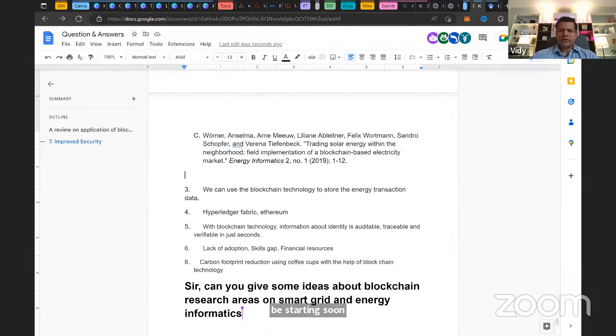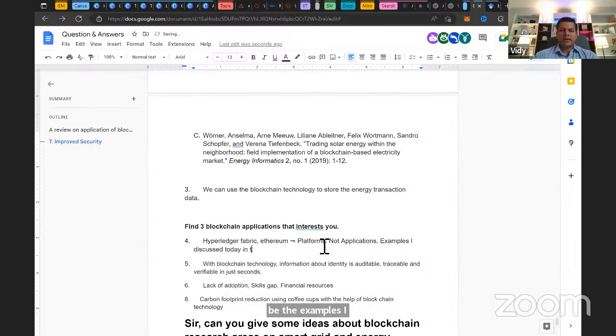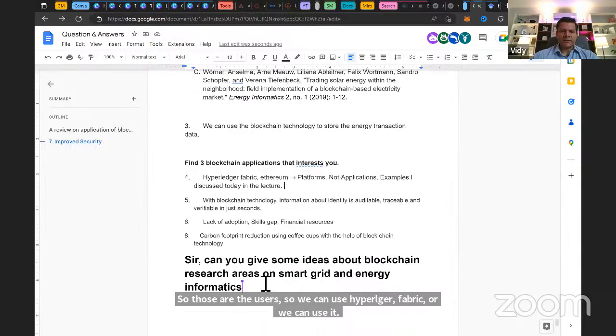Okay, what was the question 4? Find 3 blockchain applications that interests you. So Hyperledger Fabric and Ethereum, these are blockchain platforms. Okay, so these are not applications. Applications will be the examples I discussed today in the lecture. Right, so those are the uses. So we can use Hyperledger Fabric, or we can use Ethereum to build an application. So what is that application?